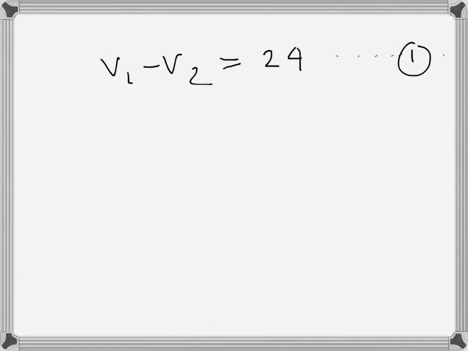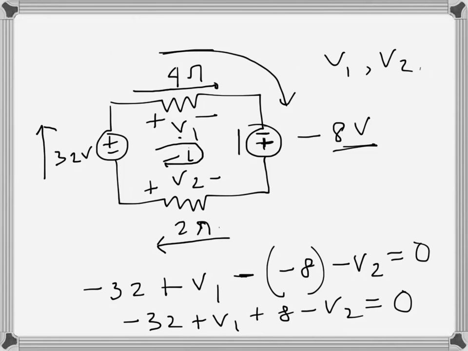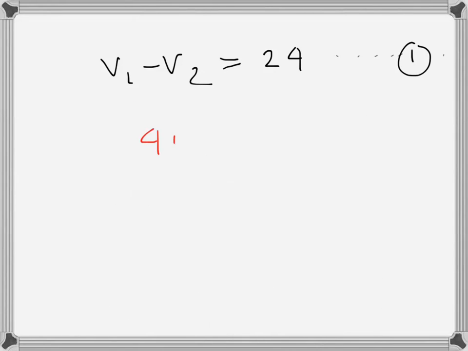Then we look at this one here. We can see we have assigned the current in this direction, that is I. So 4 into I will be the voltage drop. In the resistor there is always a voltage drop, and the drop will be in the direction of the current. So 4I is V1. That makes sense. So from here we get I is equal to V1 over 4.